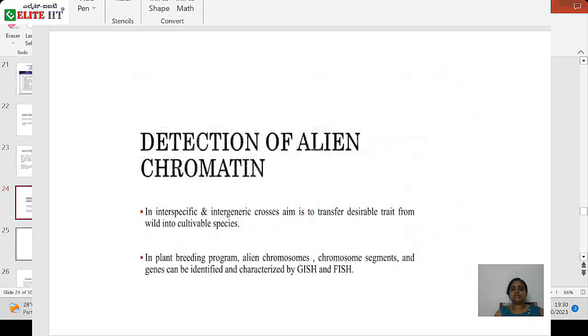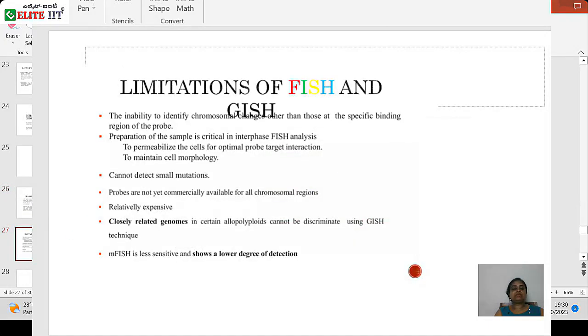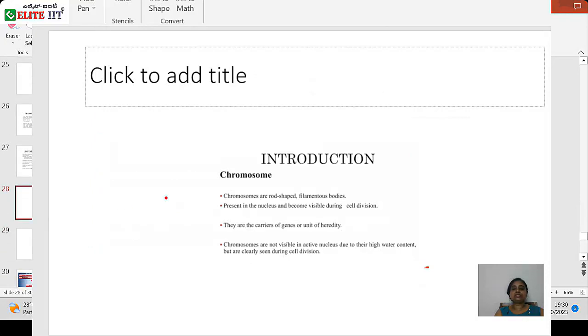Different applications are given here. Otherwise, shortly I have discussed what the applications of GISH are and nothing else. I will share this PPT. If you want to check, you can check it.